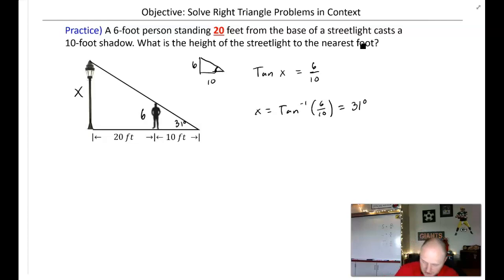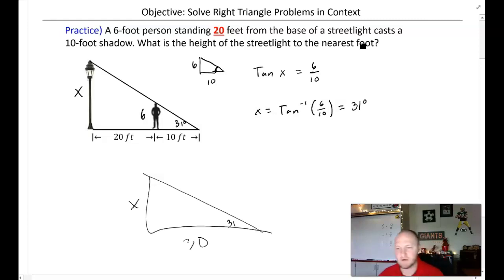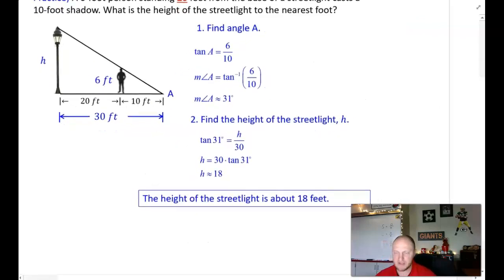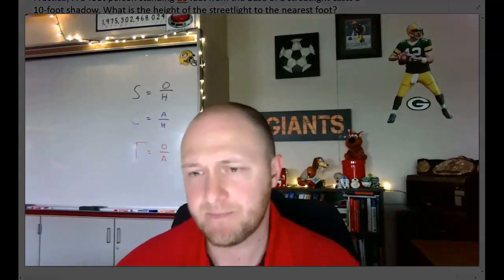Okay, hopefully you paused the video and tried it. The triangle, they tell us this side's 30, and I want to solve this side, and that angle is 31 degrees, right? 20 plus 10, that's going to be 30. And you can use that to help you find that the height of the streetlight is about 18 feet. All right, in this video, we solved right triangle problems in context.